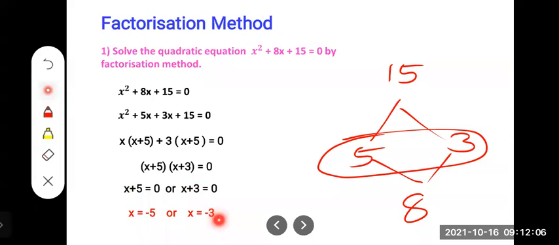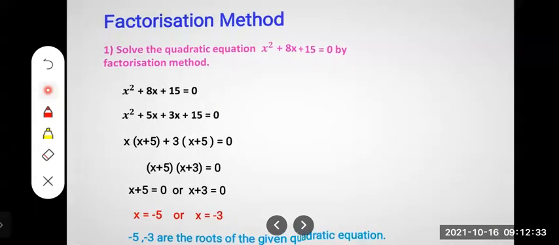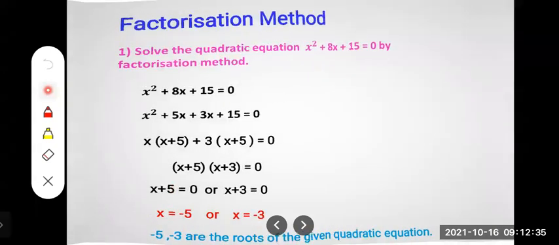Clear? Okay. So for this type of questions, you will get 2 marks. Clear, children? So we'll do one more sum like this. At last, you have to write the answer. That means minus 5 and minus 3 are the roots of the given quadratic equation. So this answer you always have to write, children. Don't forget. Now, we will see the next sum.